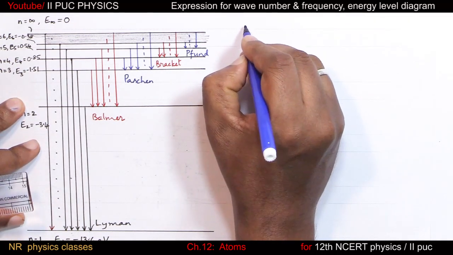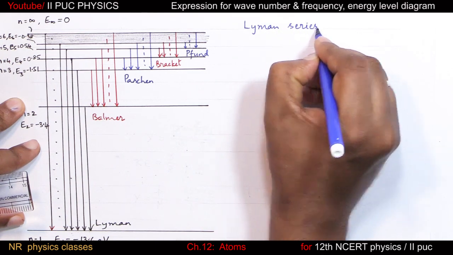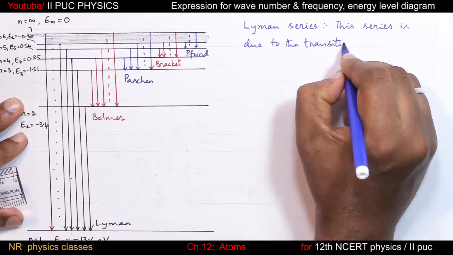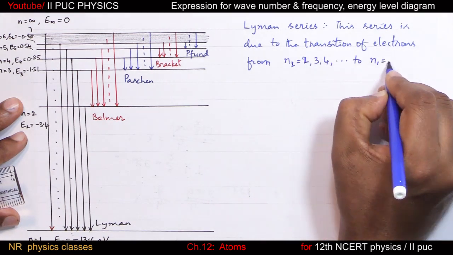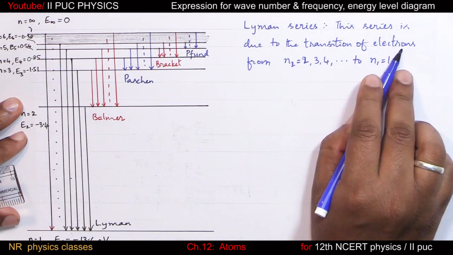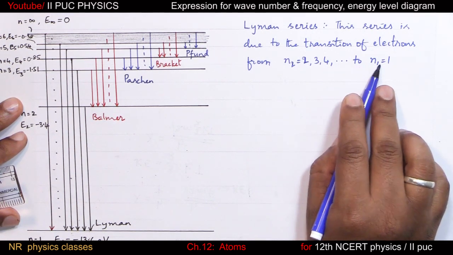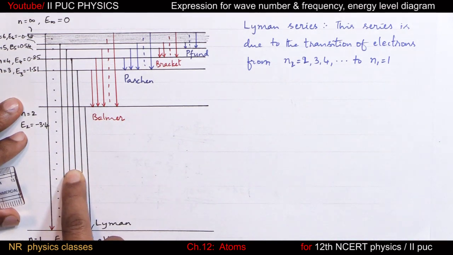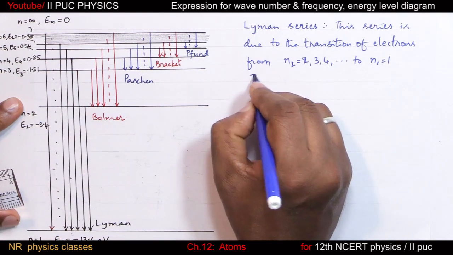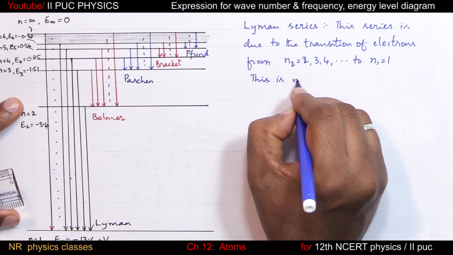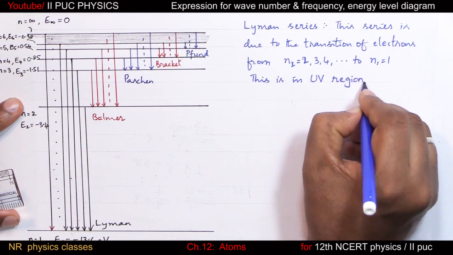Now, how about Lyman series? This series is due to transition of electrons from n equal to 2, 3, 4, etc. to n equal to 1. And this series lies in the ultraviolet. This is in the UV region of the electromagnetic spectrum.